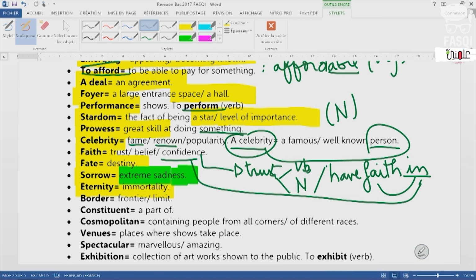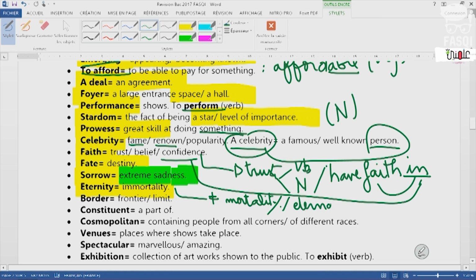Here I draw your attention, for example, we say the opposite is mortal. Mortality. Now, what about the adjective? Eternal. You see here? Adjective form.